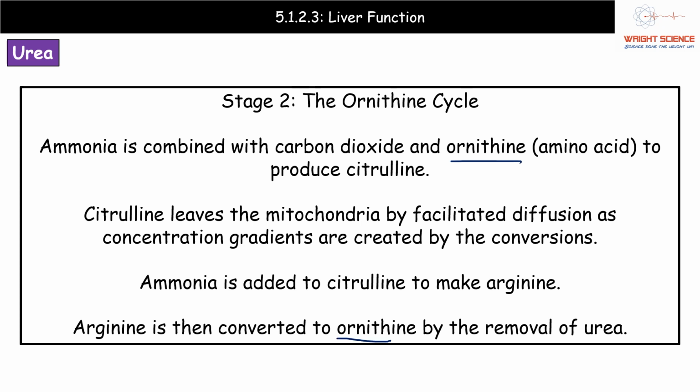So all we're doing is we're going through a little kind of multiple step conversion here to take the ammonia, join it with carbon dioxide and ornithine. We go to citrulline. Citrulline then is converted to arginine, arginine back to ornithine, and we're able to remove that urea.